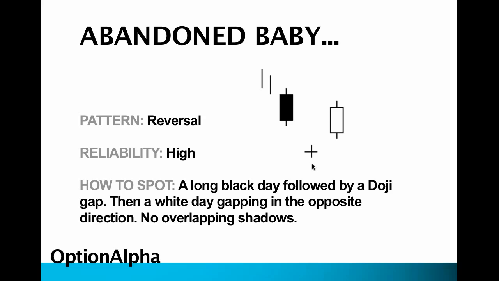Now this can happen on the downside, like our chart is showing you here with these particular candlesticks, or it can also happen on the top side where the market gaps higher, then has a doji, and then gaps lower afterwards. So that is the abandoned baby candlestick pattern. Again, it's a very high reliability reversal pattern, and really good for spotting reversals in the market.